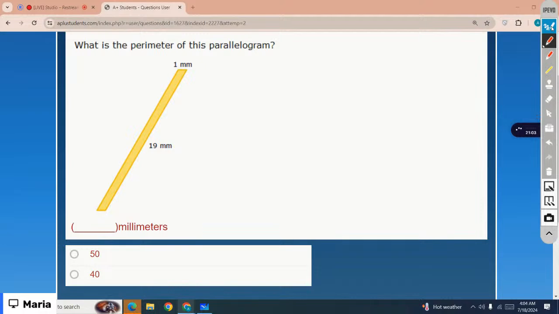So let's just add, right? A parallelogram has opposite sides equal in length. So this is 19, this is 19, this is 1, this is 1. So that is 19 plus 19 plus 1 plus 1. That is 20 plus 20 equals 40. So the correct option is 40. Option number 2 is the correct option. That is 40.